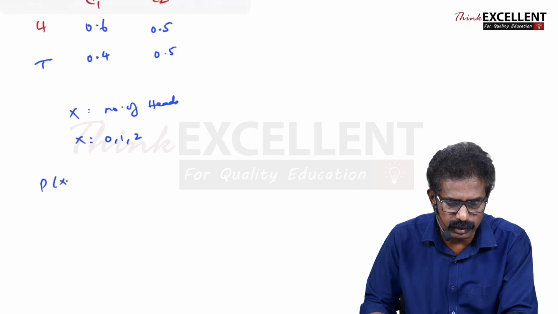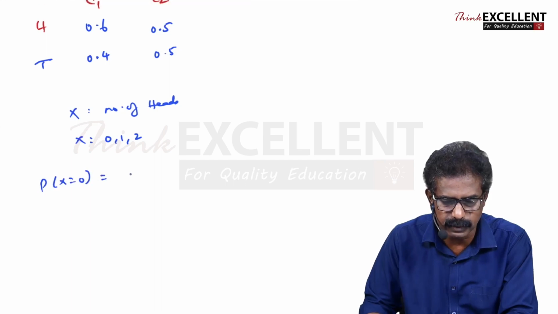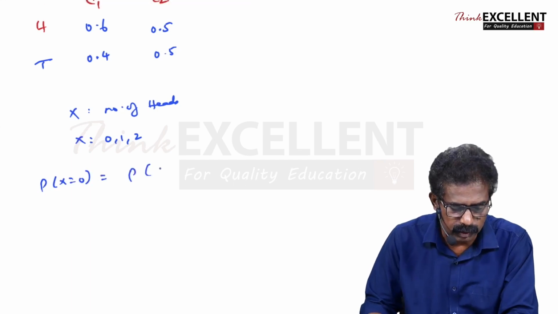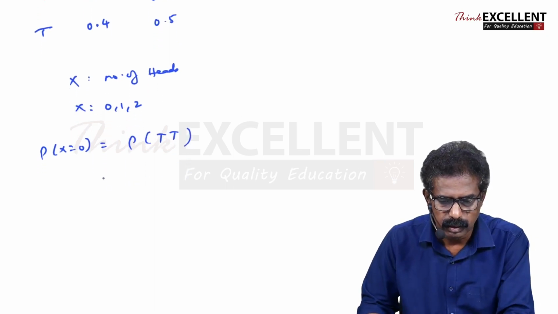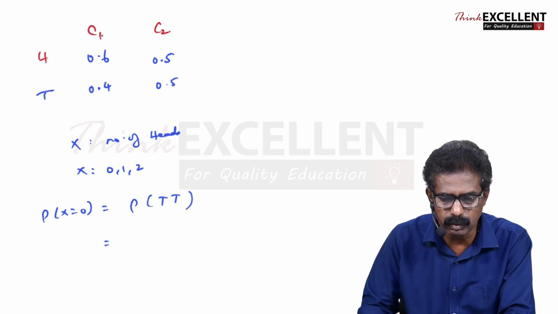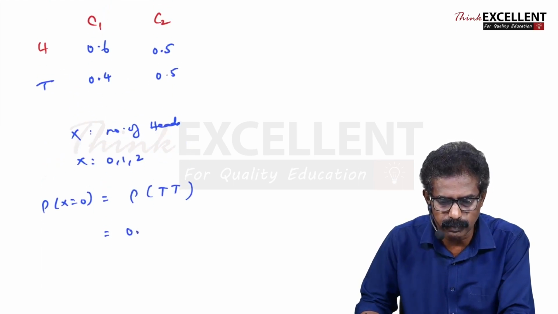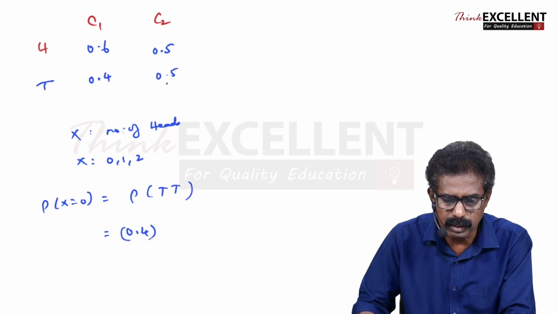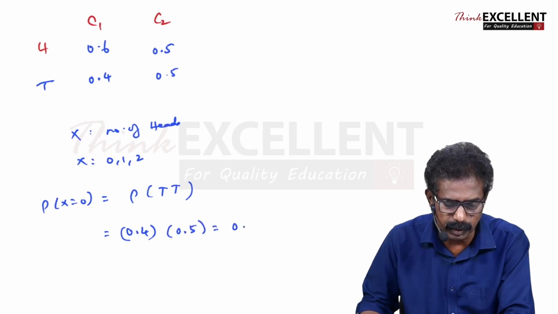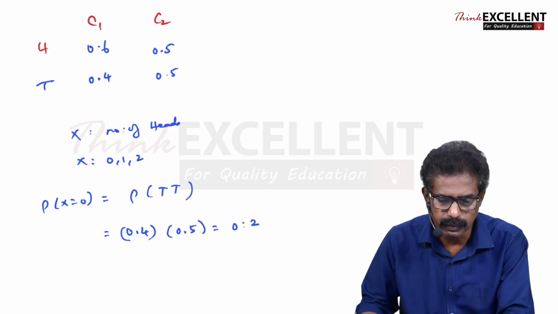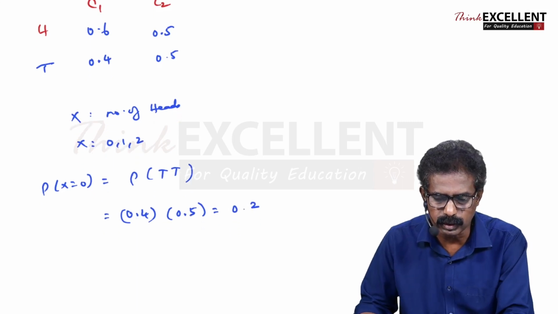So P of X equal to 0. P of X equal to 0 means both are what? Tail. Both are tail, number of heads 0. So what's the probability of getting the first one tail, coin 1 tail 0.4, and coin 2 also tail 0.5. So you are getting 0.2, right? 5 4s are 20, 2-digit shift.